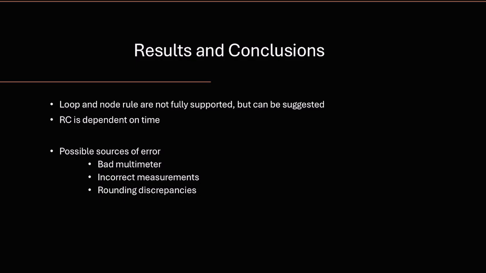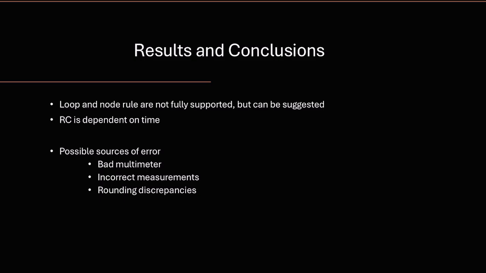Moving on to the results and the conclusion of this lab, we found that the loop and node rule are not 100% supported by the lab, but they can be suggested. And this issue is mostly due to human error. Further, part 2 of the experiment allows us to conclude that RC circuits are dependent on time due to charges being collected on the capacitor.